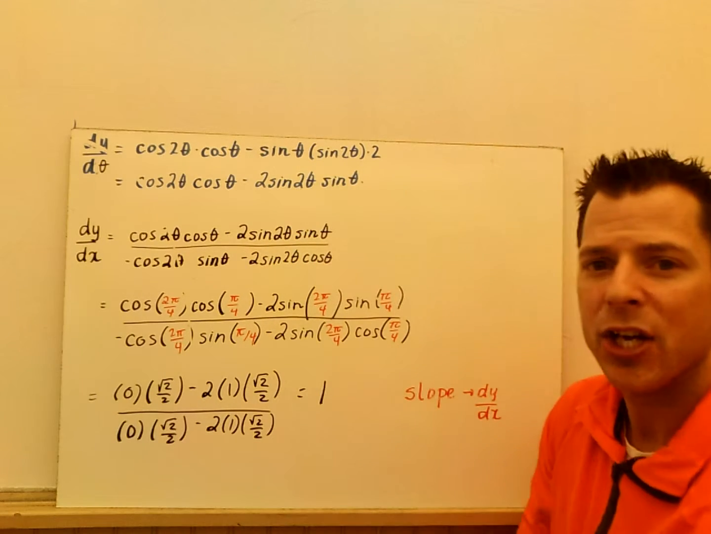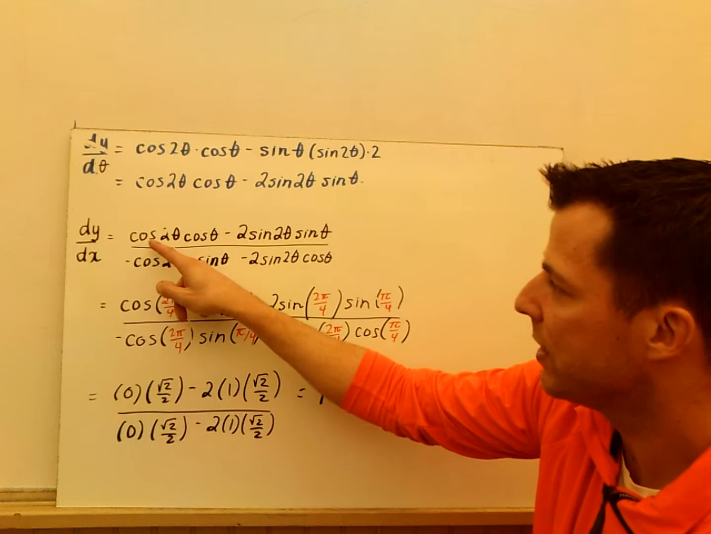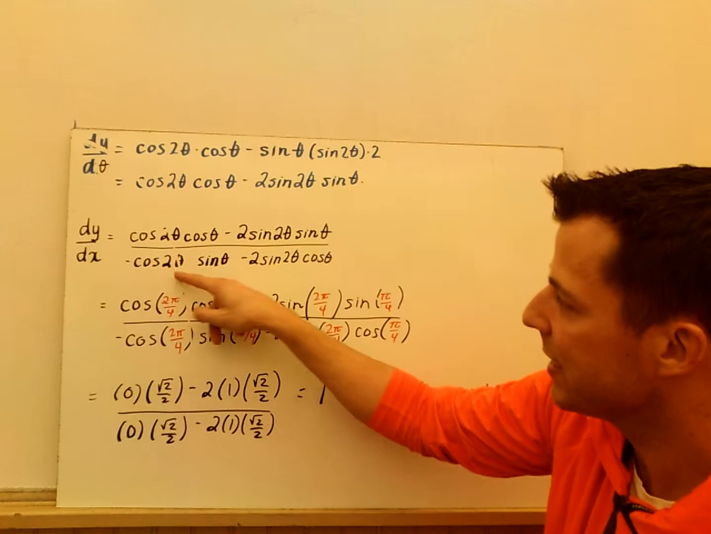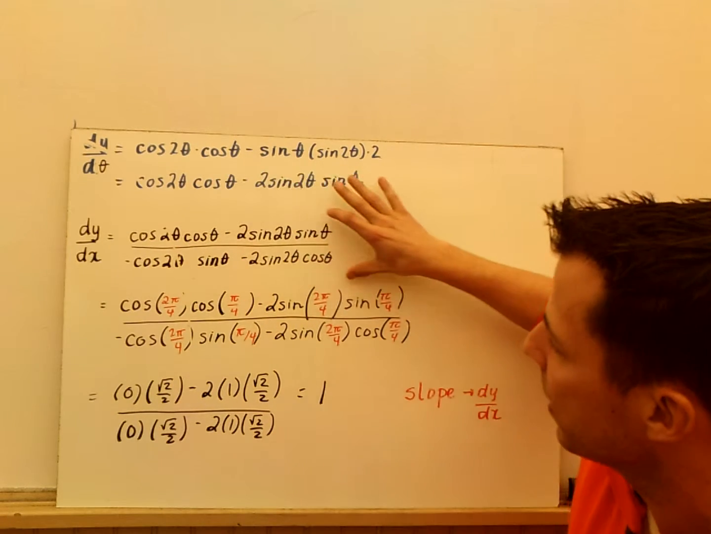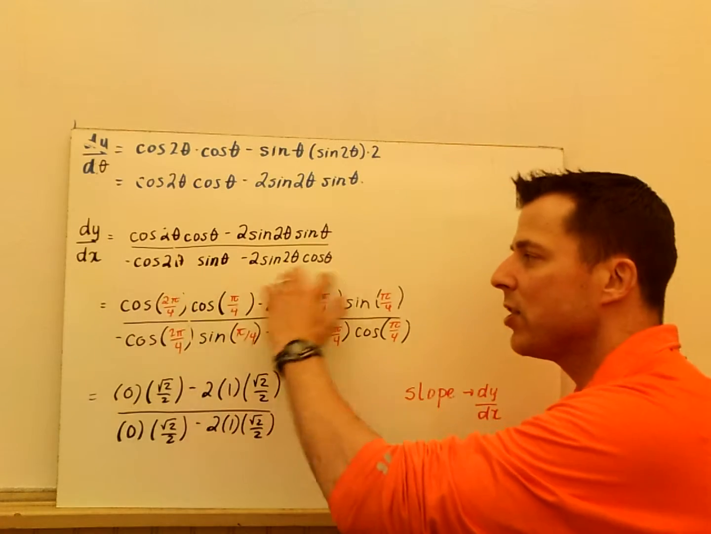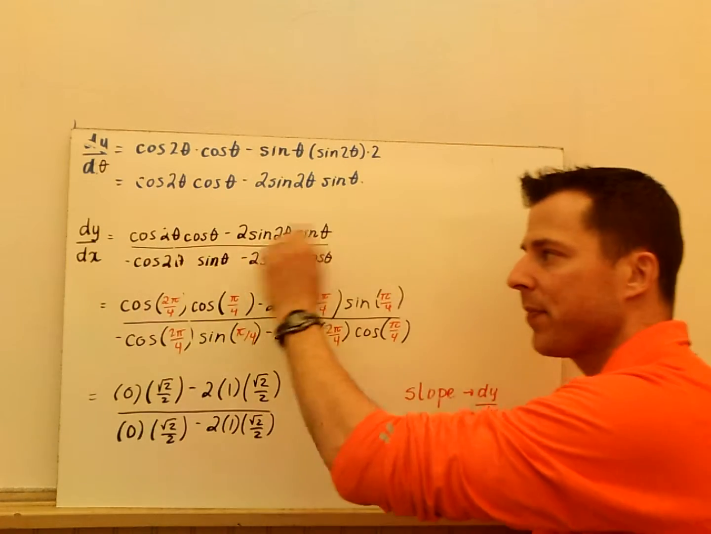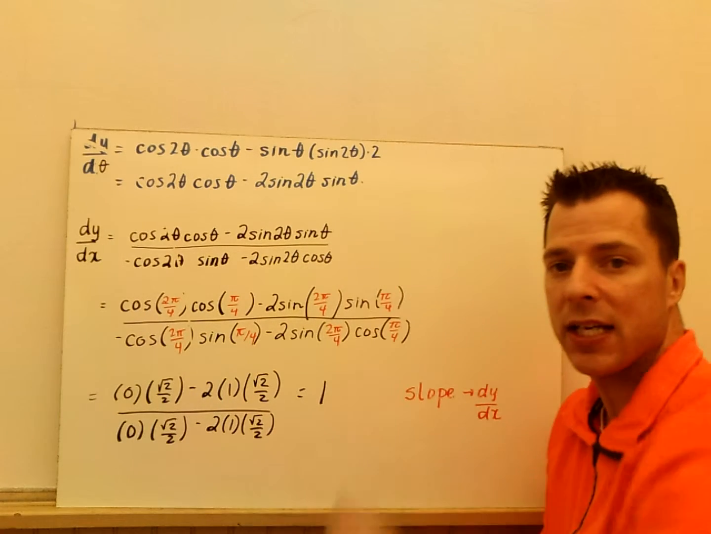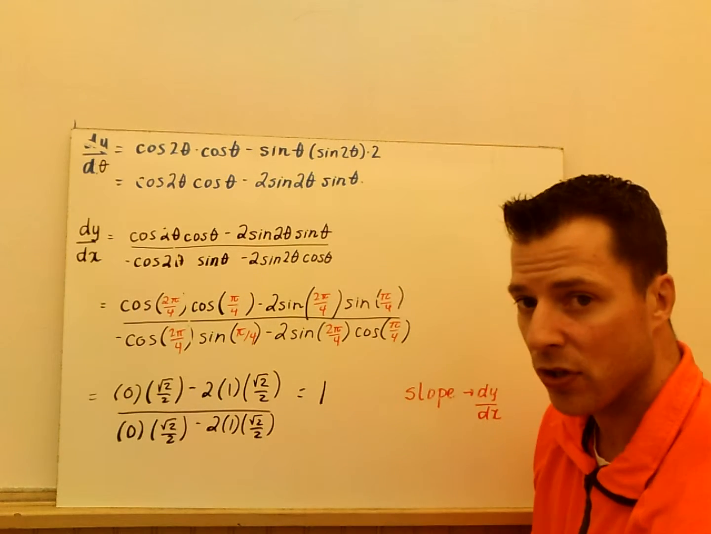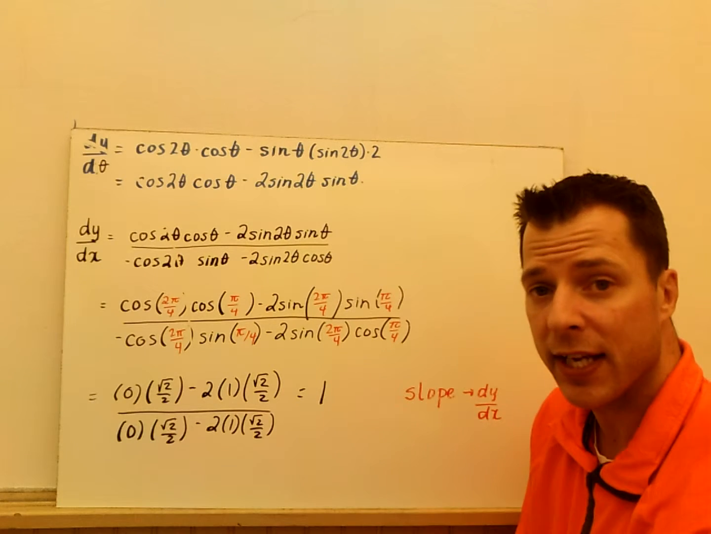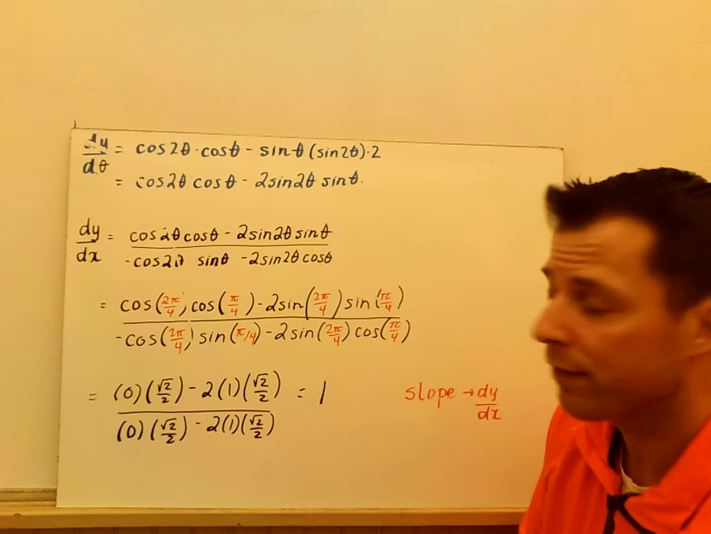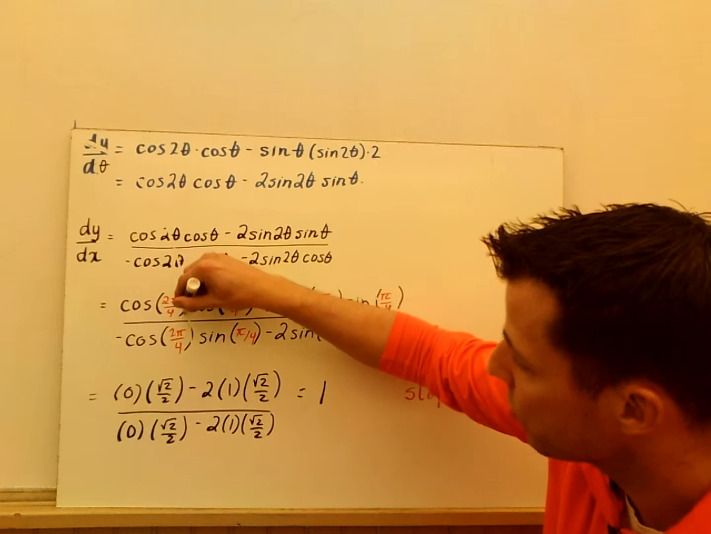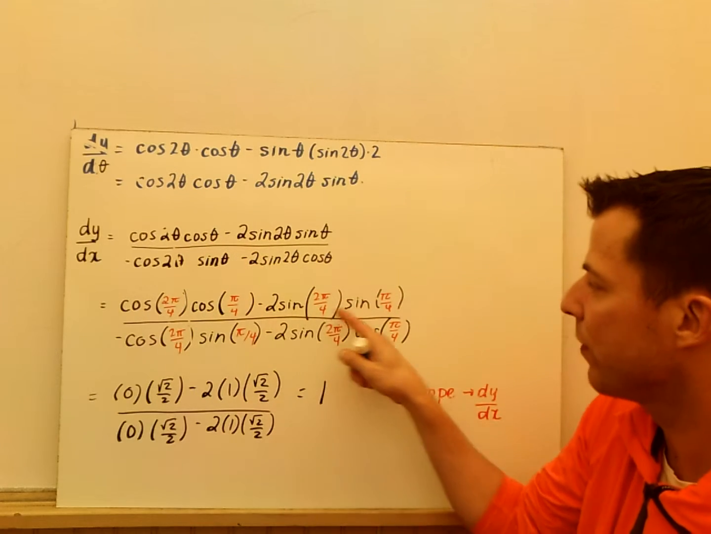Now, here's that idea. Remember at the beginning in black it was dy d theta over dx d theta. Look how they're very similar here. Okay, so here is the derivative dy dx. Here's dy d theta over dx d theta. Now what I have to do is substitute my value for theta in. My theta was pi over 4. So wherever we see theta, there's a pi over 4 that goes in.